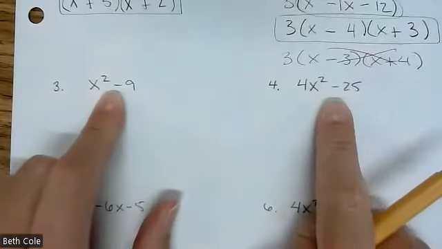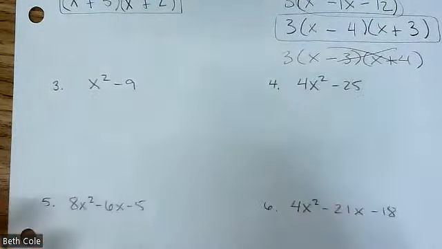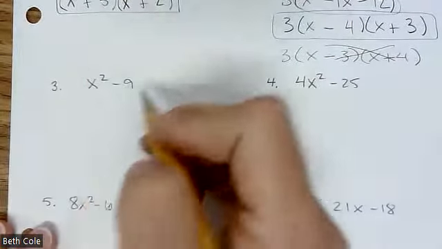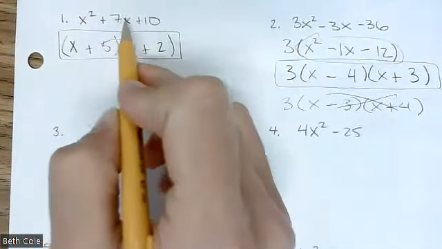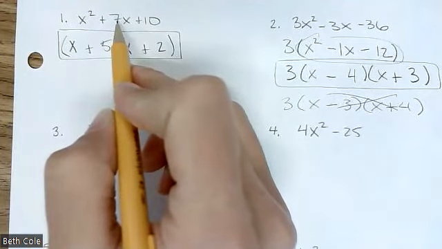All right, do you see how these are missing the middle term? There's no x's. So that means it's 0x. So if you want to think of it like what we just did, this middle term is nothing.